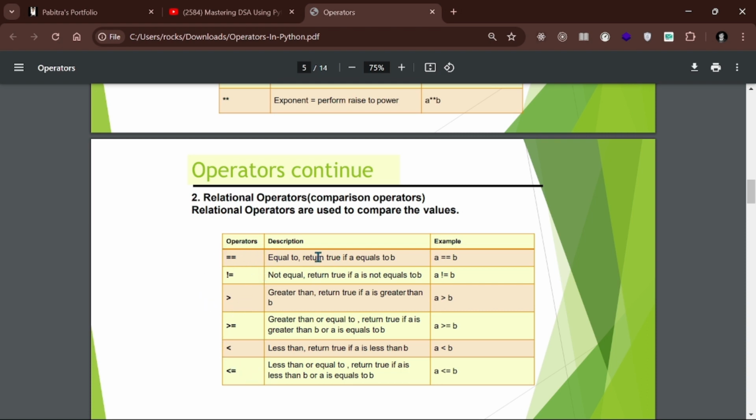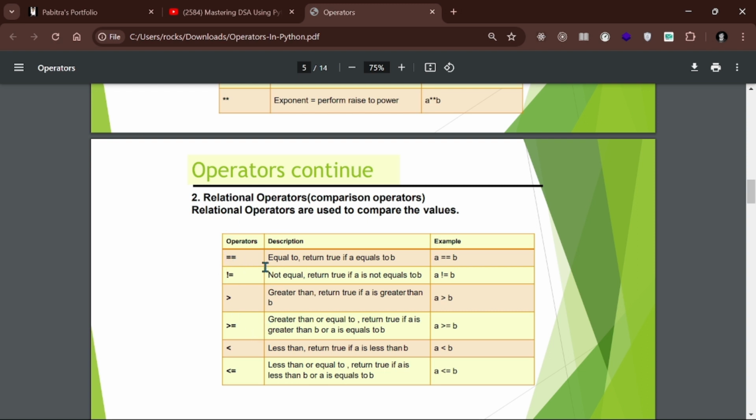Equal to returns true if a is equal to b. Not equal returns true if a is not equal to b. Greater than returns true if a is greater than b. Greater than or equal to returns true if a is greater than b or a is equal to b. Then we have the less than operator, which returns true if a is less than b. And then we have the less than or equal to operator, which returns true if a is less than b or a is equal to b. So here we have these six types of relational operators.